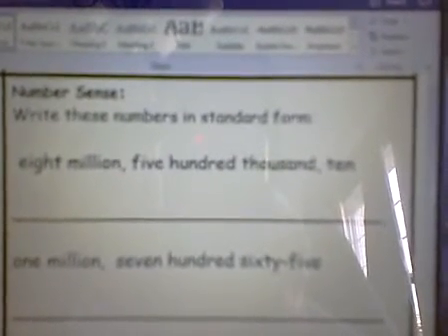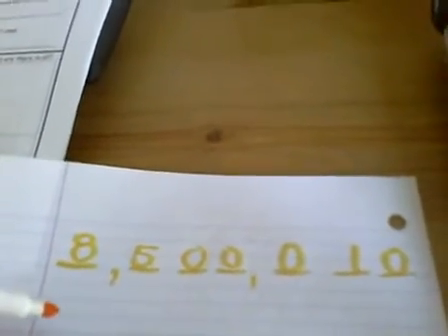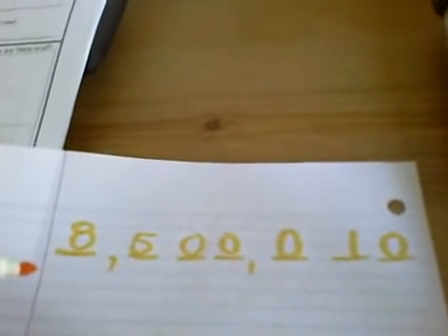Okay, the next square is asking me to put these numbers in standard form. Standard form is the normal way numbers are written. So I have my first question, 8,500,010. For this, I'm drawing out my 7 blanks to fill in my numbers. I know it has 8 million. The next one says 500,000, so I'm going to make my number say that. Over here, 10 would look like this. So in my blank, I fill that in with 0. So that would be the standard form for 8,500,010.